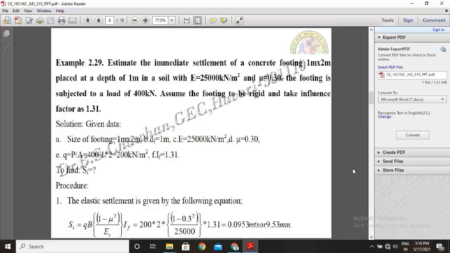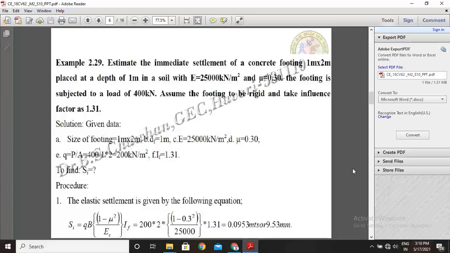Then calculate q. q equals P by A. Here P is 400 kilonewton divided by area, 1 into 2. So 200 kilonewton per meter square. Influence factor IF equals 1.31. To find immediate settlement, SI equals how much? Procedure.